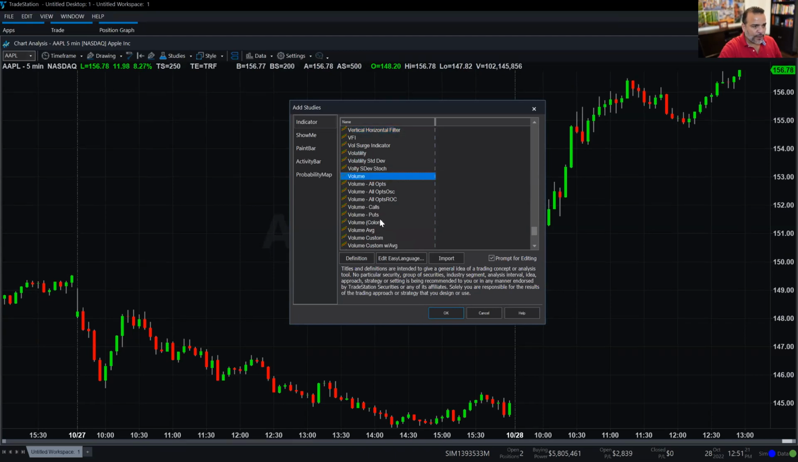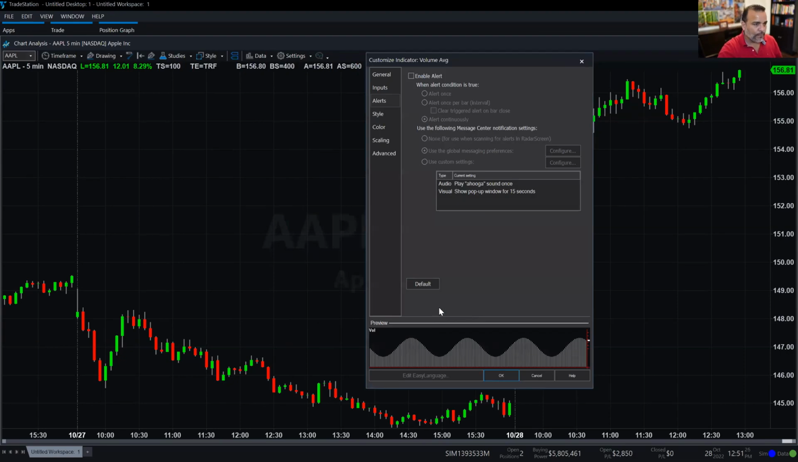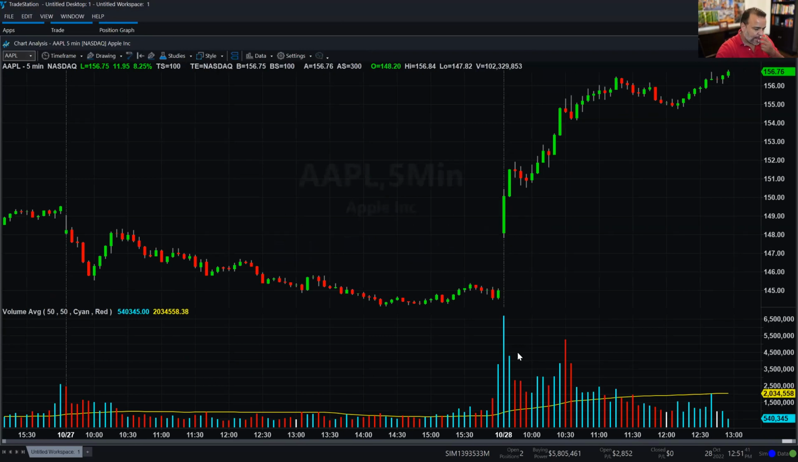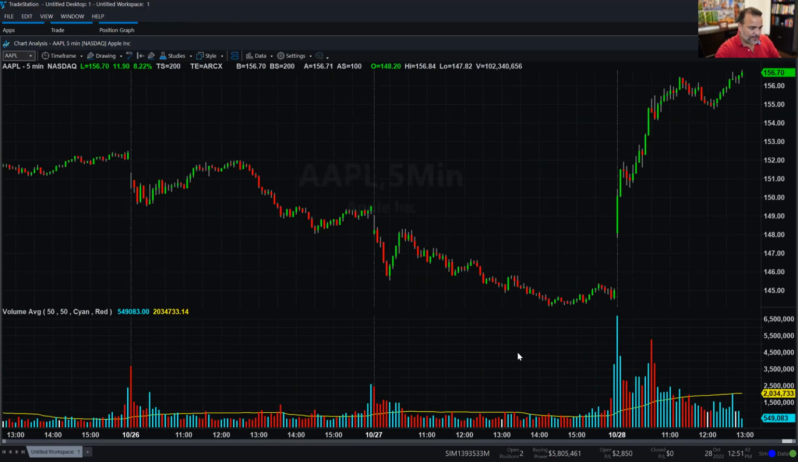I'm going to go here to volume average, AVG. I think I'm going to make the style thicker. So the volume is going to be a histogram. I'll make it thicker, and the average is going to be thicker as well. I'm going to make that a default. All right, so that's my volume study.